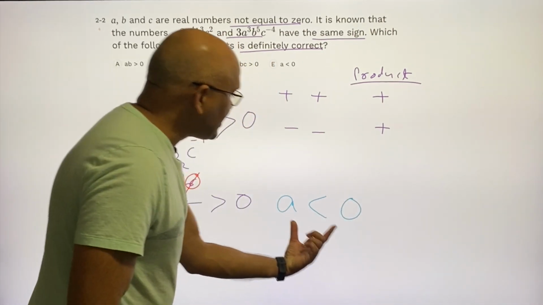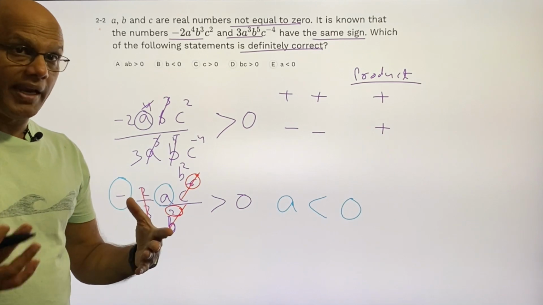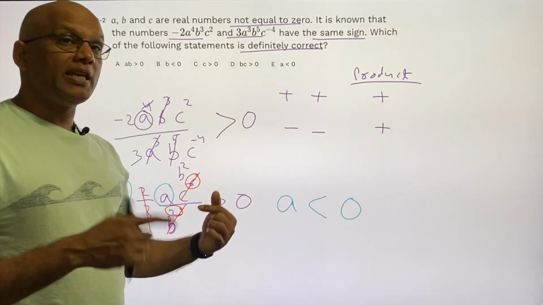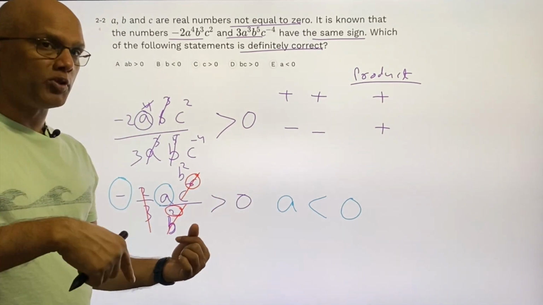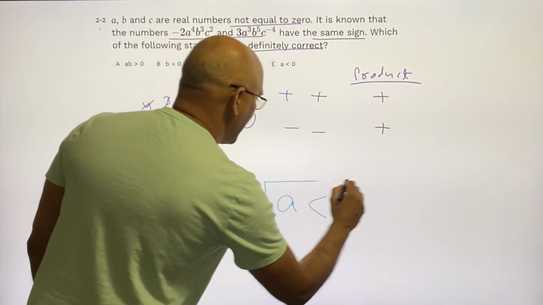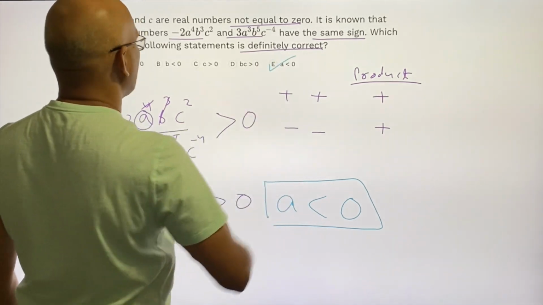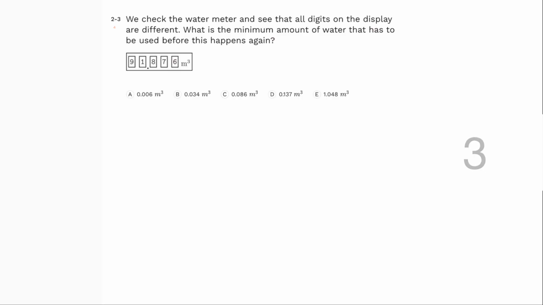A must be less than 0, so that when I take negative a, let's say a is negative 3, then if I take the negative of that, there is going to be positive 3, that is going to be greater than 0. So this is the condition that we end up with, right? So then a has to be less than 0, so this is the correct choice.